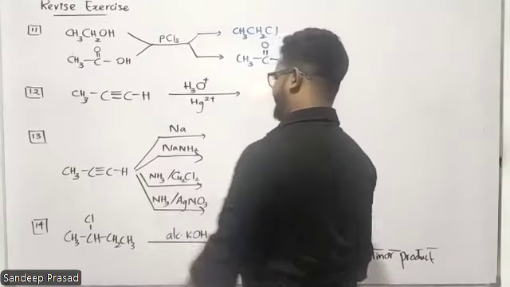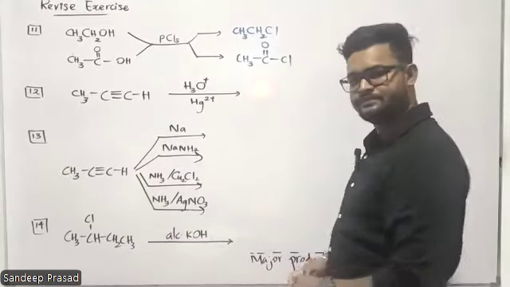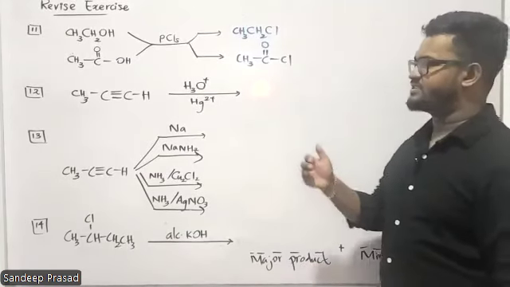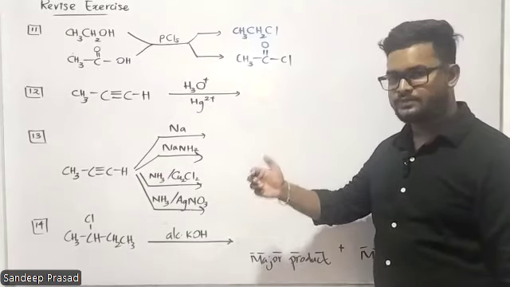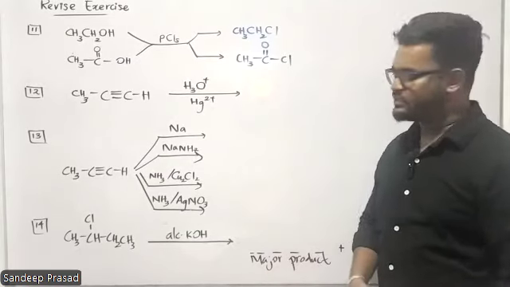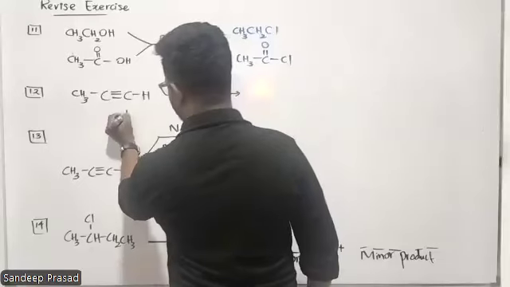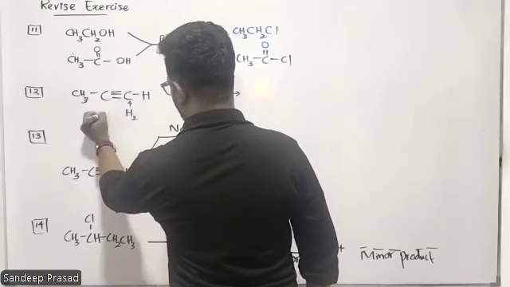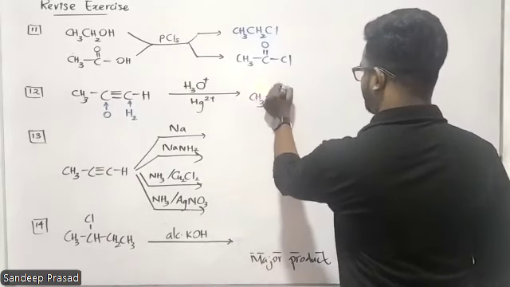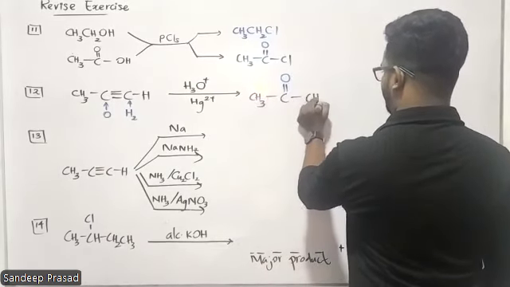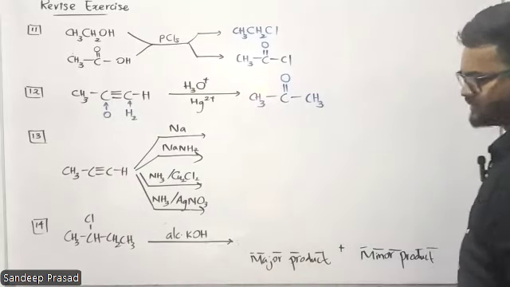So here we know the rule, the rich gets richer. Always when hydrogens are connecting to double bond or triple bond carbon atoms, they connect to the carbon atom which is already rich with hydrogen. So two hydrogens are going to this carbon atom and oxygen is going to this one. Then we can say that CH3, C double bond O, CH3, acetone, is the product.